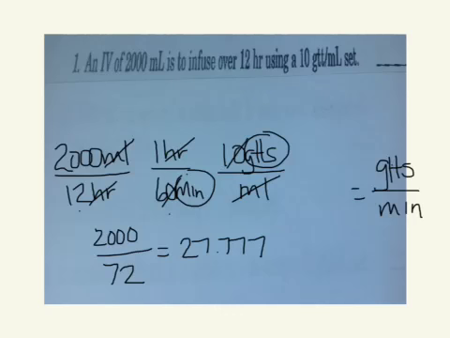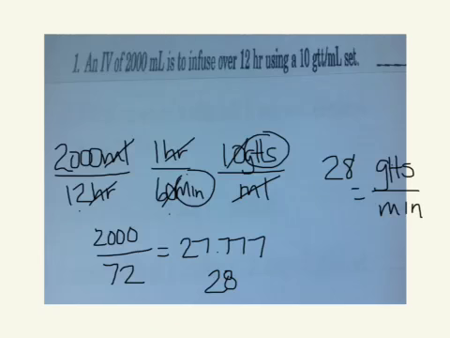27.777. So if you're looking at this, and you're trying to get drops per minute, you're going to round up from 27.7 because the number after the decimal, or the tenth place, is 5 or more, then you're going to round up because you can't count a partial drop. So the answer is 28. And the answer to your math problem will be 28 drops per minute.